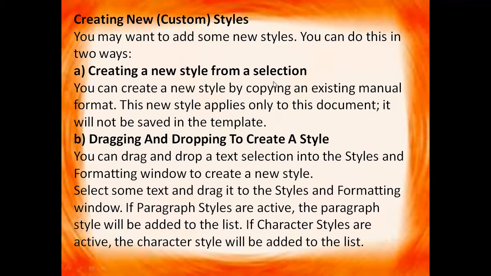First, create a new style from a selection. You can create a new style by copying an existing manual format. This new style applies only to this document. It will not be saved in the template. So whatever style you create will be applied only on your current document. Next, we have dragging and dropping to create a style. You can drag and drop a text selection into the styles and formatting window to create a new style. So let us do it, how we can create our own styles.